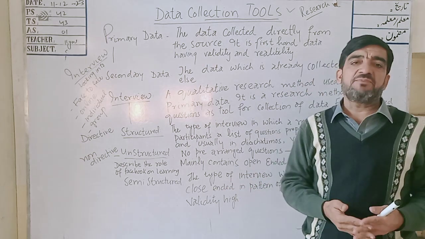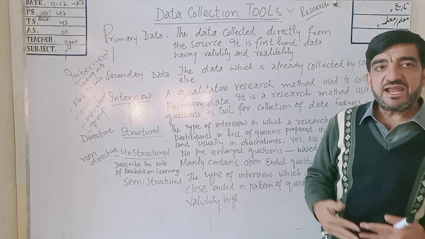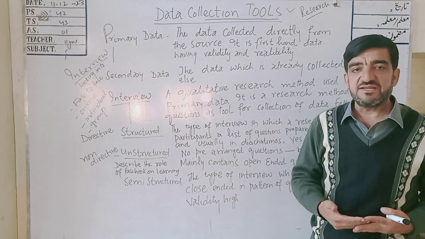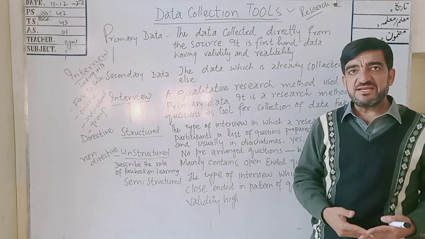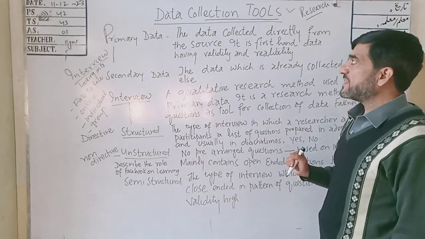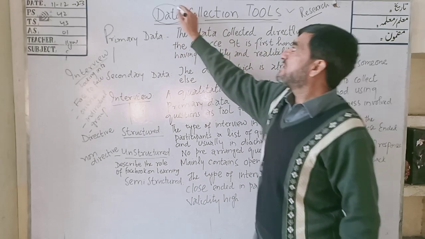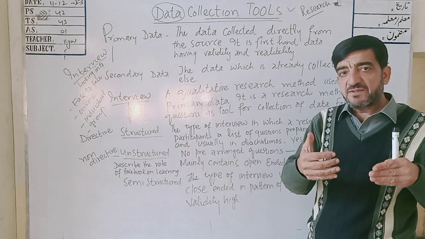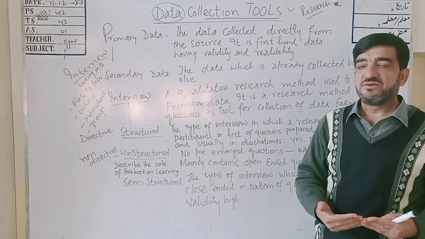In every type of research, there is always the great need of collecting data, and the validity and reliability of the research, the genuineness of the research depends upon the data collection tool and the analysis of the data. So there are different tools used for collection of data, but the most important thing is data. What is data? Data means the process of collecting information about the research topic.